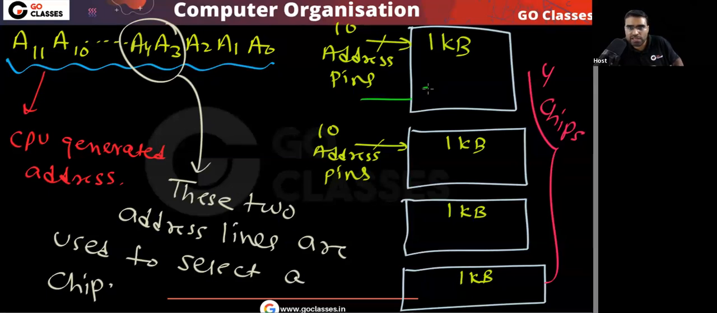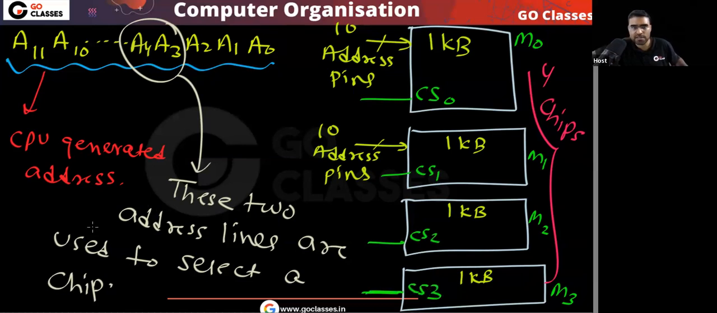Every memory module has a chip select. This is chip select 0. Let's call it M0, M1, M2, M3. So every memory module has a chip select, you already know this. You can see these 2 are connected to the chip select. Is this clear? Please tell me.